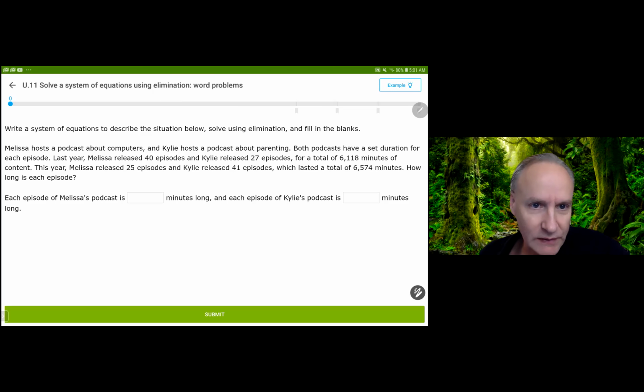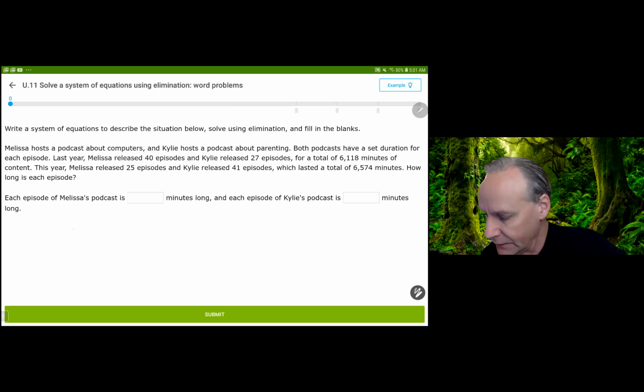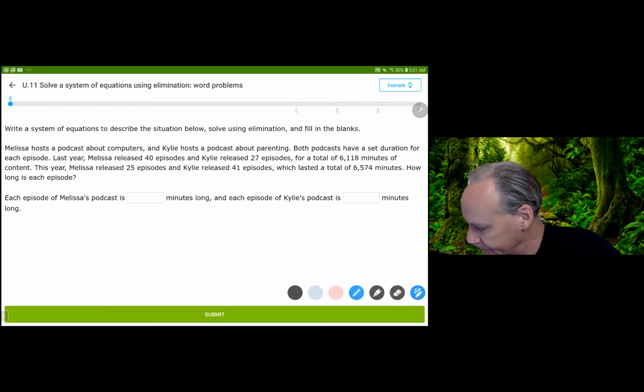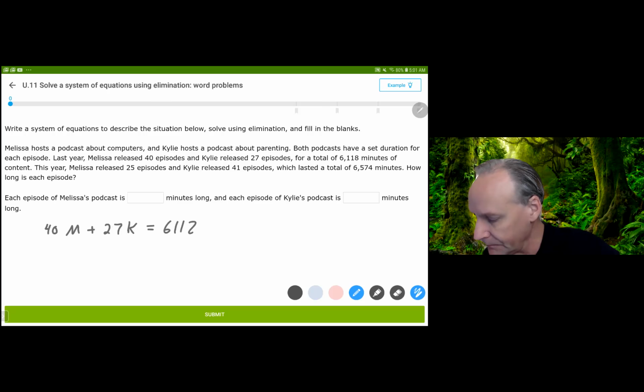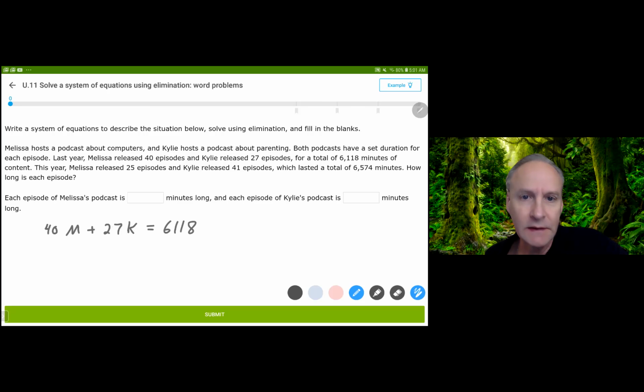So, okay, so we have Melissa and Kylie. We're going to say that Melissa's are M minutes long and Kylie's are K minutes long. And it says that we have 40 episodes for Melissa and 27 episodes for Kylie. And they had a total time of 6118. And you'll see that this is a nice standard form equation. And the other one was 25 for Kylie. Got to make sure they wrote them out of order.